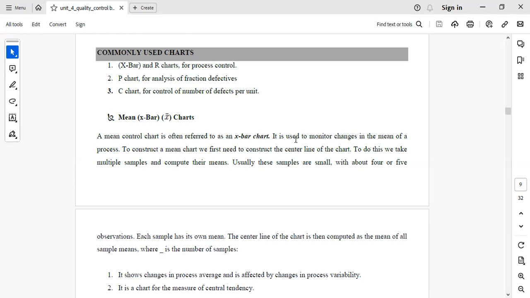So I introduced the X bar and R charts in our previous class. And our focus will actually be on these, the X bar and R charts, that is, the variable control charts. Then you will also be looking at the P chart and C chart for attributes, the control charts for the attributes, and we'll be seeing what they entail. So we did introduce the X bar chart, and basically what it entails.